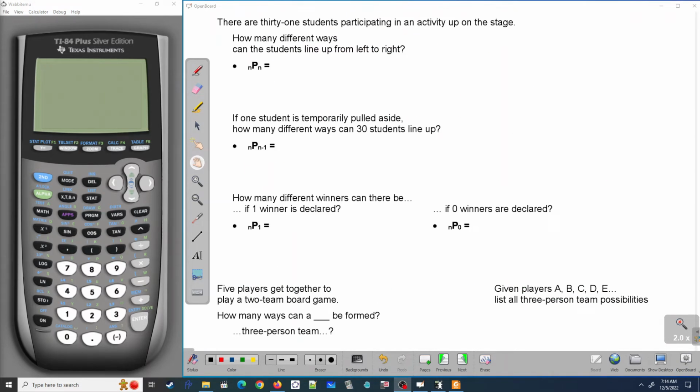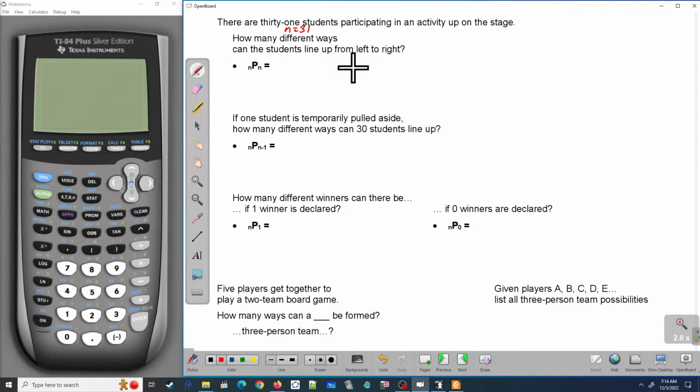We will conclude this part of the multiplication counting principle video with this particular page, which focuses on properties of permutations and combinations. And in the process, I'm going to talk about a very key aspect of the definition of factorial. We'll begin with our example where we have 31 students participating in an activity up on the stage, which means I'm going to have 31 students to choose from. If I'm going to count the number of ways students can line up from left to right, I have to understand that a student can't be on the far left and the far right at the same time, so that makes it without replacement.